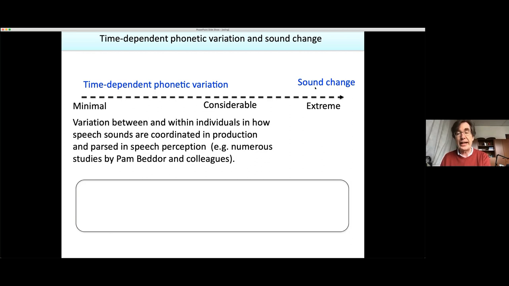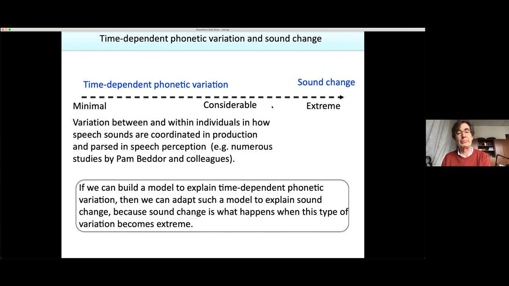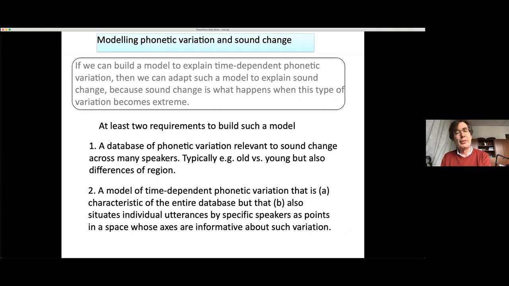So the idea is that if we can build a model to explain time-dependent phonetic variation, that is from here to here, then we can adapt such a model to explain sound change, because sound change is what happens when this type of variation becomes extreme. So if this is so, what are the requirements of such a model?